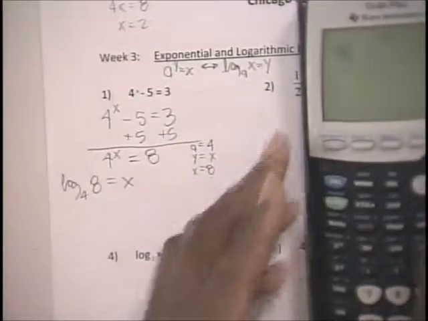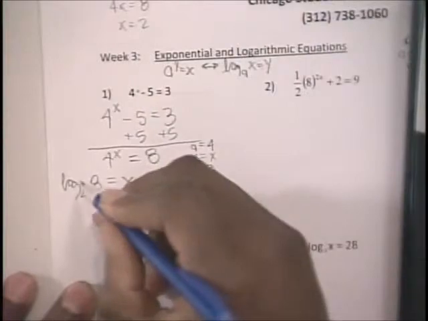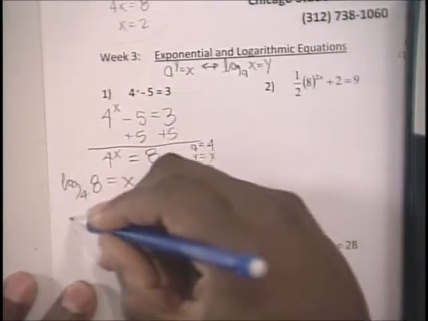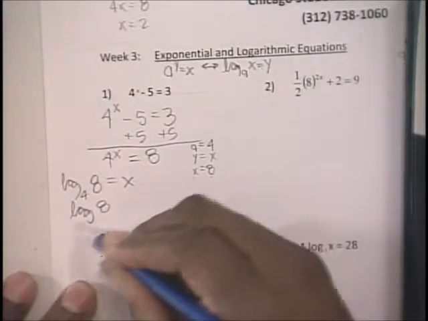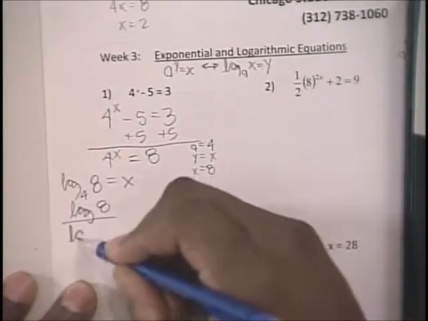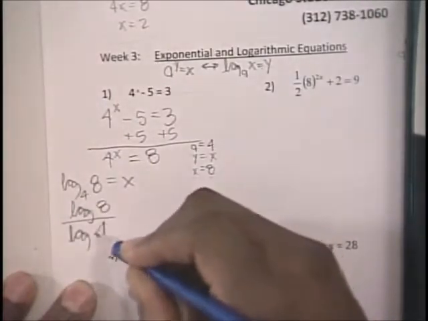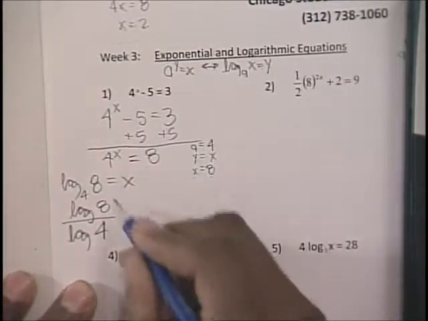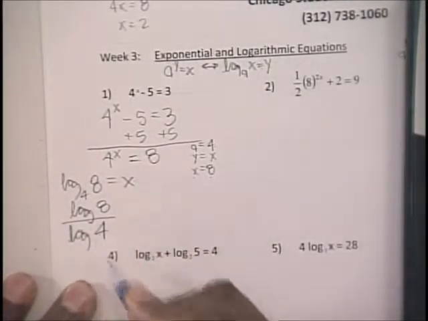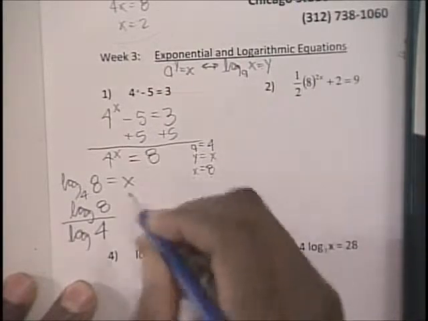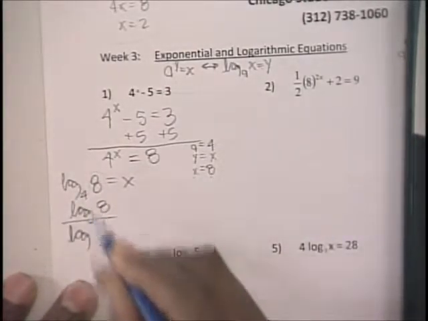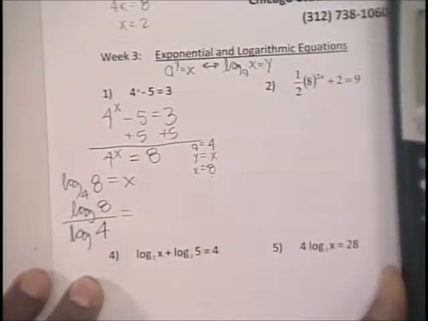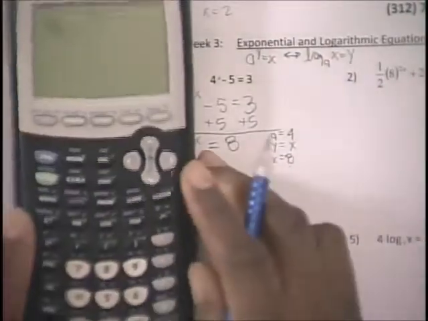Now what we're going to do is put this in the calculator. The way you solve this is you take log of this number here, 8, over log of this base here, 4. I did not say take the log of the big number divided by the log of the small number. I did not say that. I just said take the log of this number here divided by the log of the exponent. All right, let's put that in the calculator.